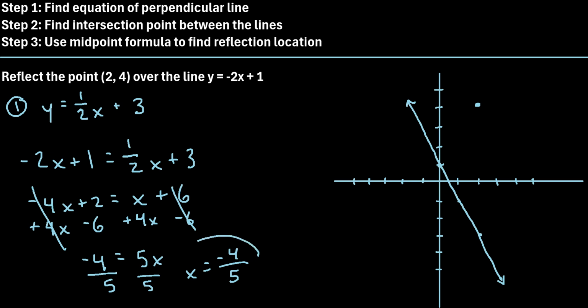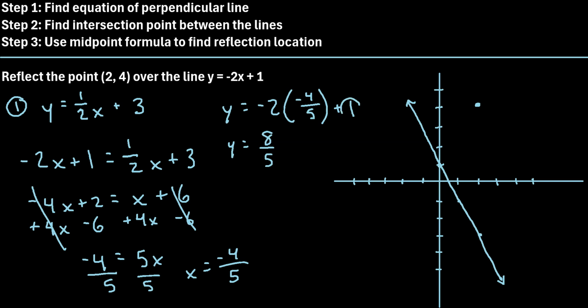So once we've solved for x, we can plug it back into either one of these equations and figure out what y is. So let's plug it into this equation right here. So we'll say y is equal to negative 2 times negative 4/5 plus 1. So when we multiply these two together, we get a negative 2 times a negative 4, that's a positive 8. So we get y is equal to 8/5.